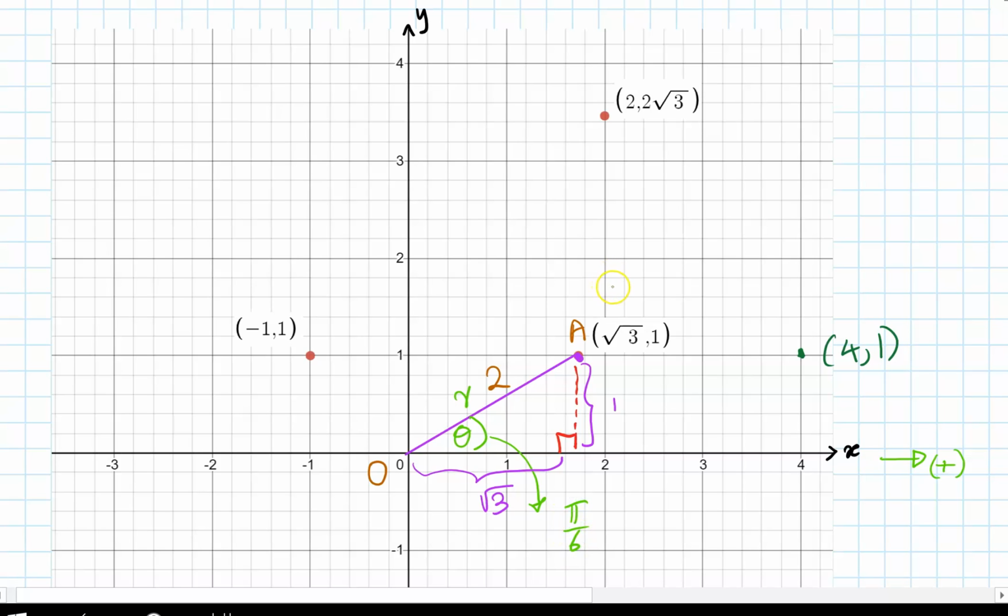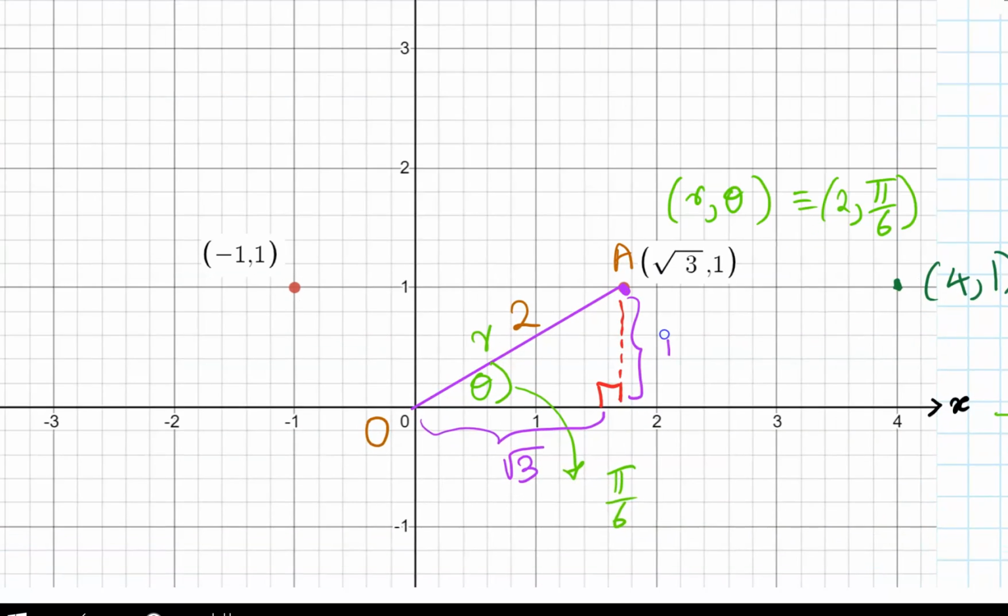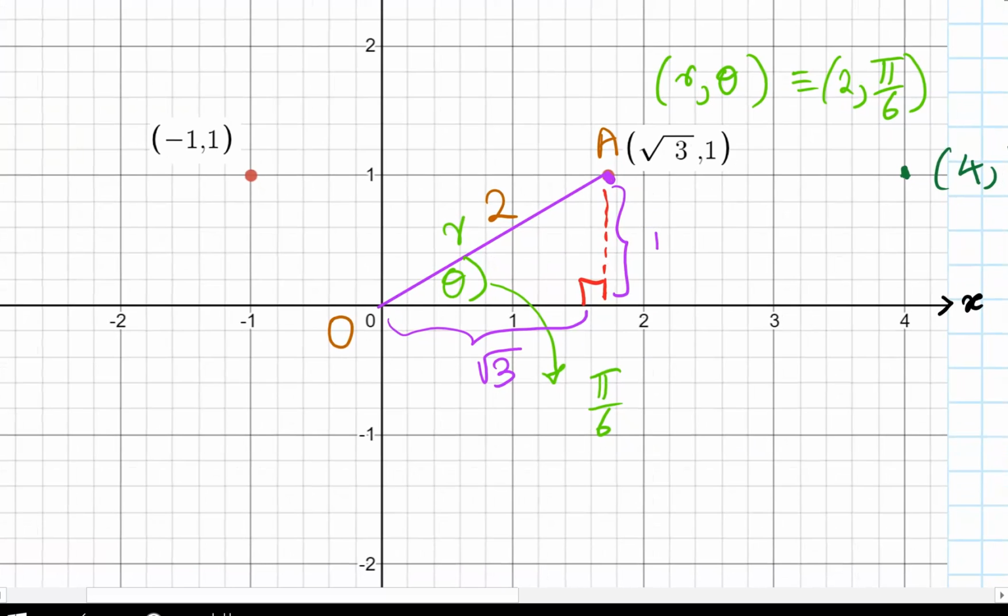And then I can represent this one in r, theta form, where my r is 2, theta is pi on 6. Hence, this coordinate is 2, pi on 6. Well, there's another way of writing, not a different representation, exactly the same representation, but a different way of writing.